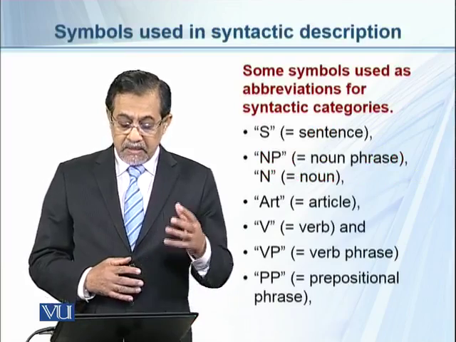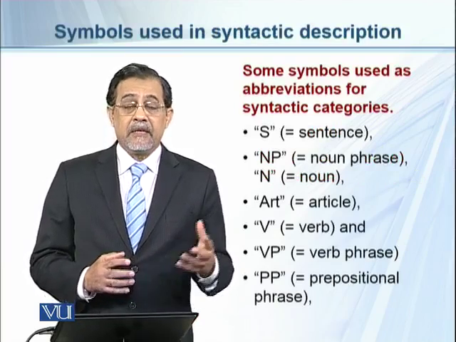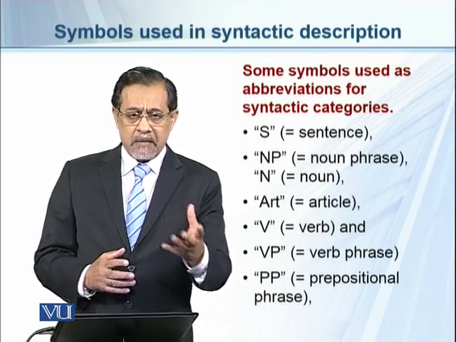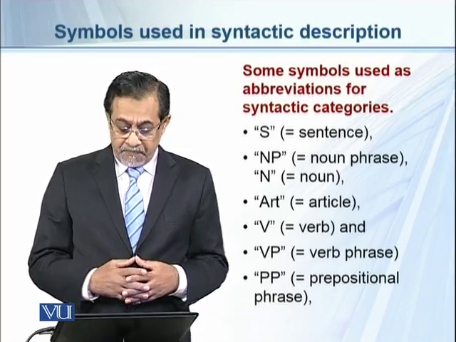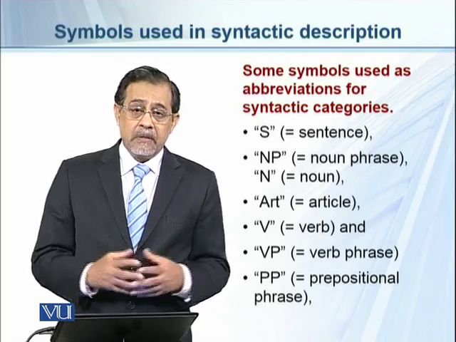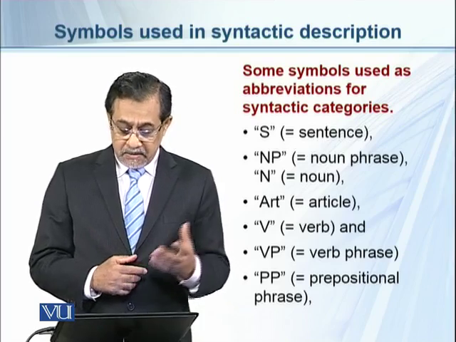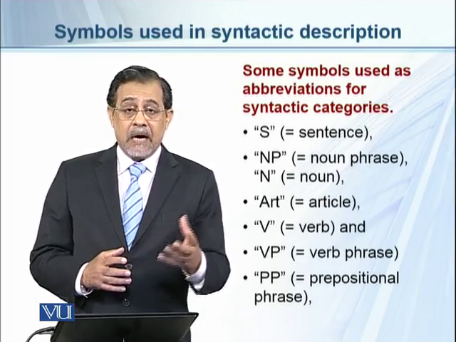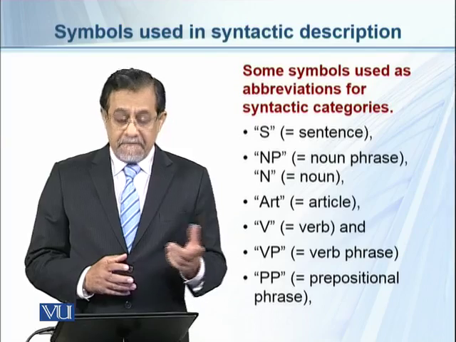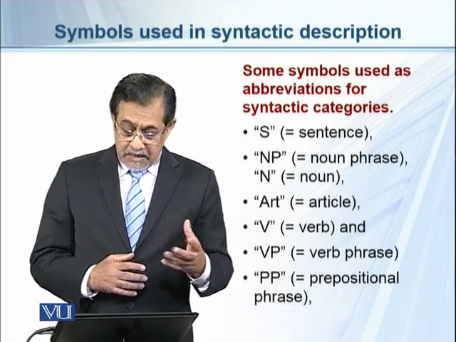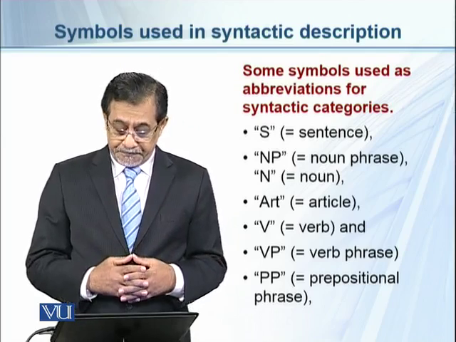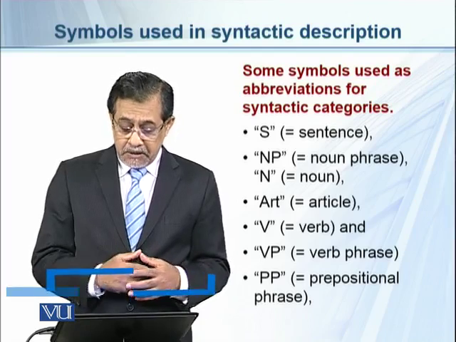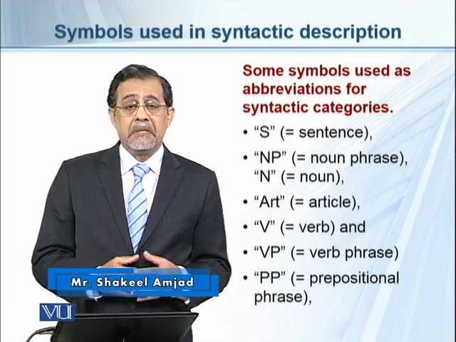Some symbols are used as abbreviations for syntactic categories. They refer to different syntactic categories, and when we say syntactic categories, we mean noun, verb, adjective, etc. So S stands for sentence or is equal to sentence. NP, a noun phrase. N, a noun. Art, an article. V for a verb. And VP for a verb phrase. PP, a prepositional phrase. So these are the symbols that we use for these syntactic categories.